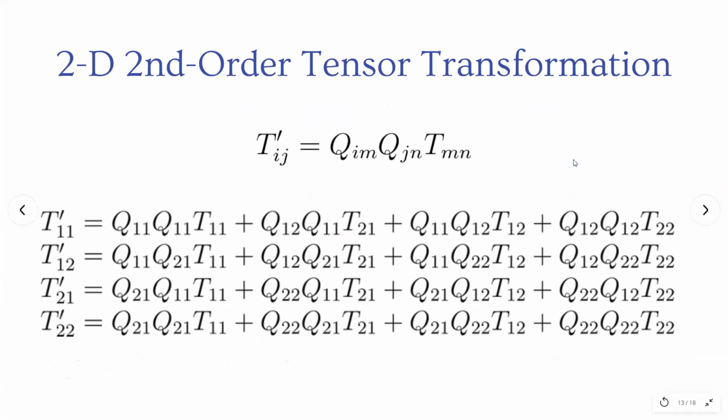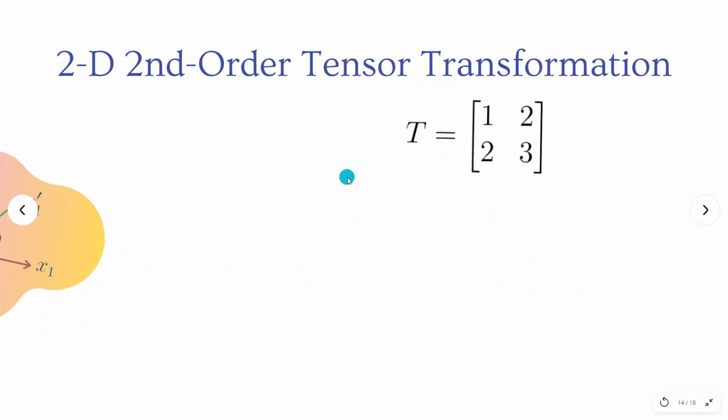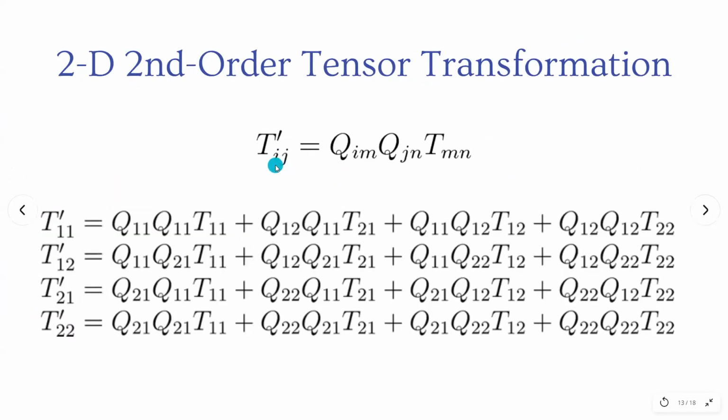2D, second order tensor transformation. So, how many equations does it have? If 2D, how many free indices do we have? That dictates the number of equations. We have I and J as free indices, so that means we have 2 times 2 equations, which is 4.